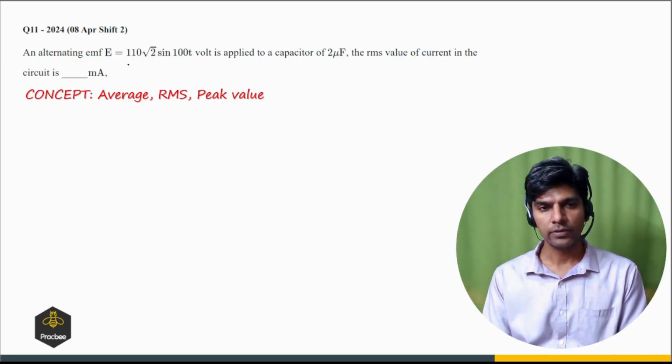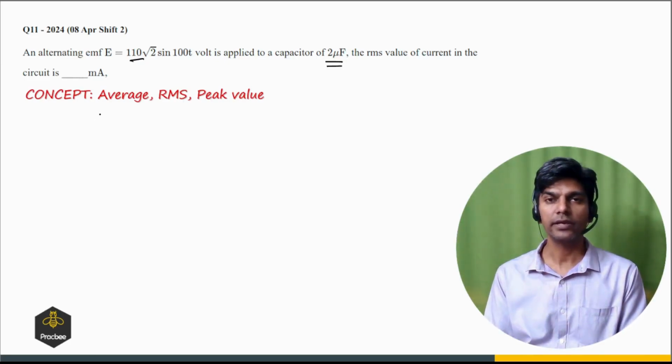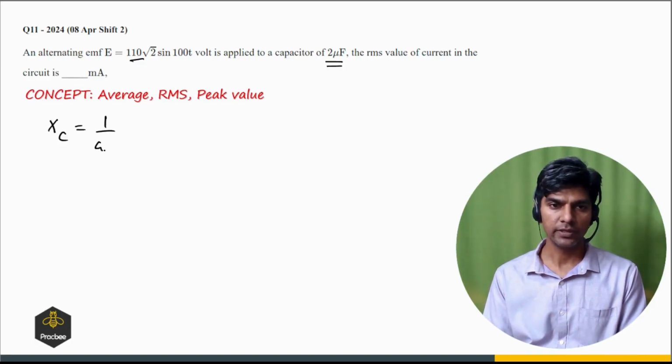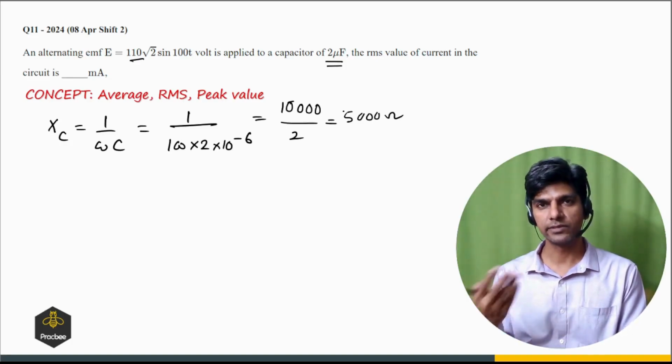An alternating current voltage which is 110 root 2 sine 100 t volt is applied to a capacitor of 2 microfarad. Find the RMS value of the current in the circuit. Here we have a capacitor, and in a purely capacitive circuit, the capacitive reactance is 1 by omega C, which is 1 by (100 times 2 into 10 raised to minus 6). So that comes out to be 10,000 by 2, which is 5,000 ohms.